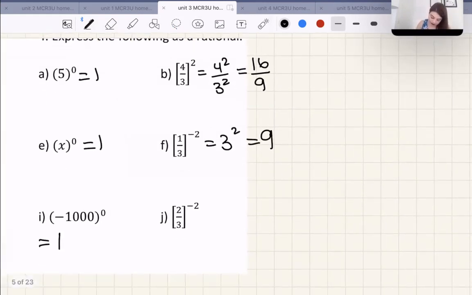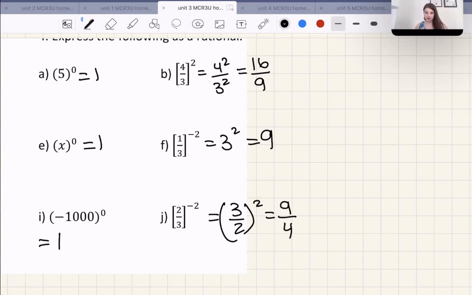Similar with this one, here we have 2/3 to the negative 2. So this is the same as 3 over 2 squared, right? I flipped them again because we have a negative sign. As soon as you see a negative sign, you flip it, right? So do recall that rule from previous. And then we have 3 squared over 2 squared, which is 9 over 4, and that's the final answer.